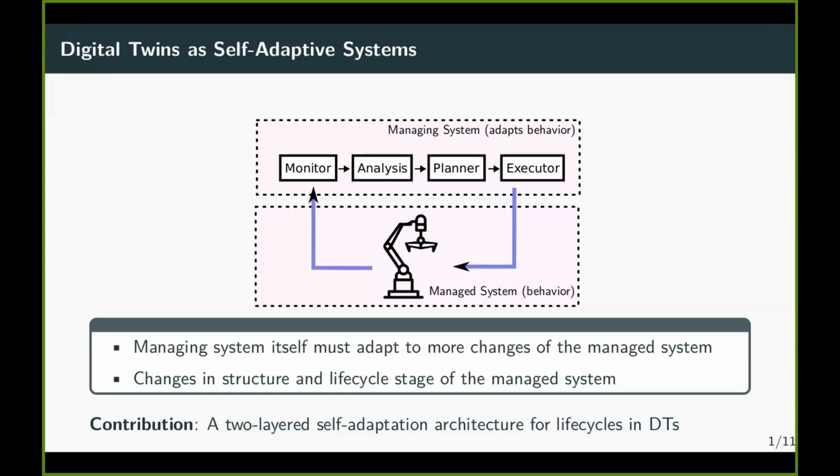Now, as the physical entity is changing, as it goes through its different life cycles, we need to change the managing system as well. Because that I am using the right analyzer now does not mean that I use the right analyzer the next day. For example, if I analyze certain requirements on one of my robotic arms, or let's say I have a greenhouse in a smart manufacturing or smart agriculture setting, if something goes into maintenance, I need to monitor and analyze different properties. And what we do in this work is we look at exactly this question. So how do I self-adapt not the behavior of the physical twin, but the structure of the digital twin itself?